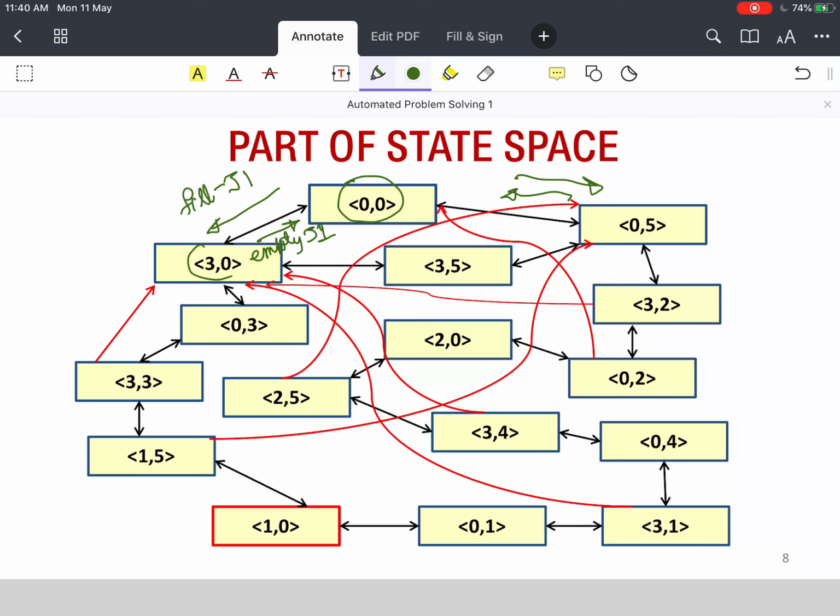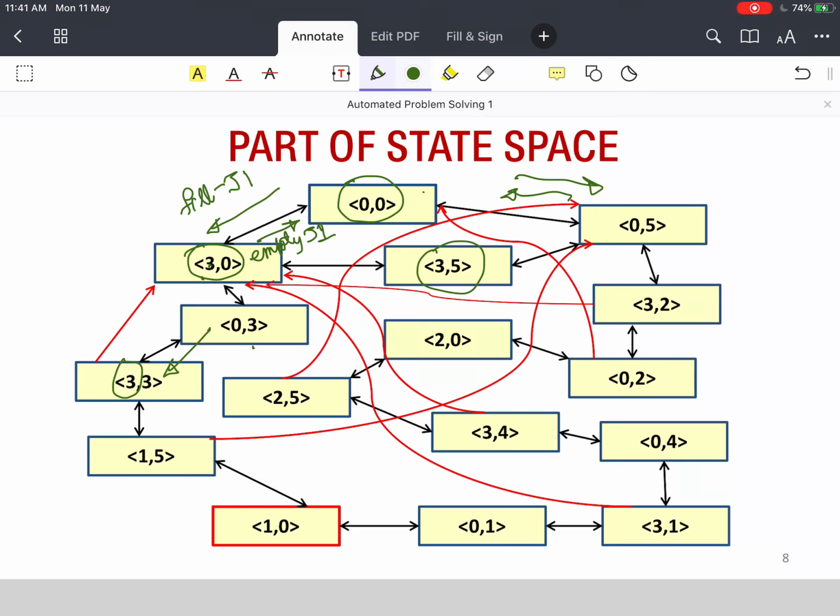Now this one from 3, 0 to 3, 5 is also a filling up of jug 2 when jug 1 is already 3. On the other hand, from 3, 0 to 0, 3 is a pouring of water from jug 1 to jug 2. On the other hand, from 3, 0 to 3, 3 is when jug 2 has 3 liters and jug 1 is filled up from the tank. And we can go on and so forth, and we can try to find a sequence of steps.